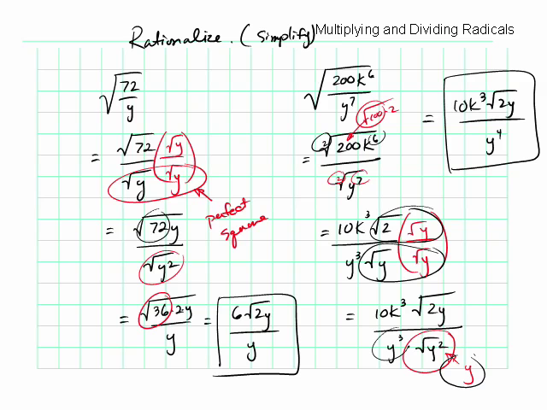All the examples we've done so far were rationalizing square roots. Let's try a couple cube roots now.